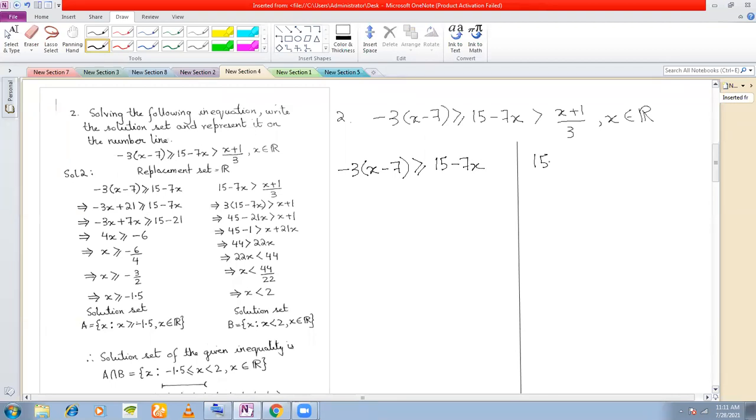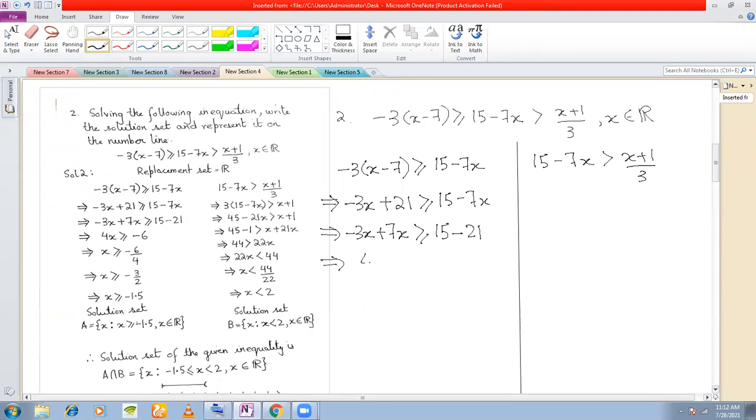And you have 15 minus 7x is greater than (x plus 1) divided by 3. Now solve this inequality. Minus 3x plus 21. Take the x's on one side and the constants on the other side. So transposing minus 7x from the right hand side to the left hand side, it will become plus 7x. And transposing 21 from the left hand side to the right hand side, from plus 21, this will become minus 21.